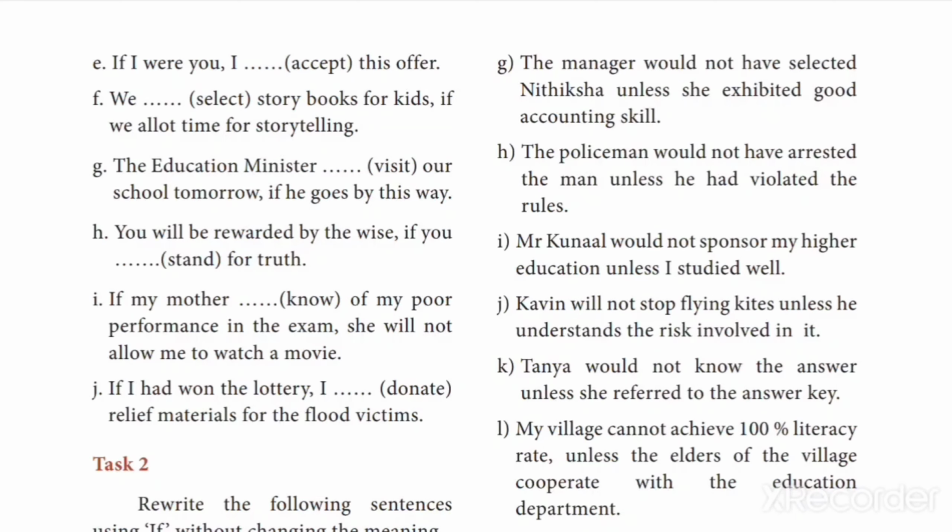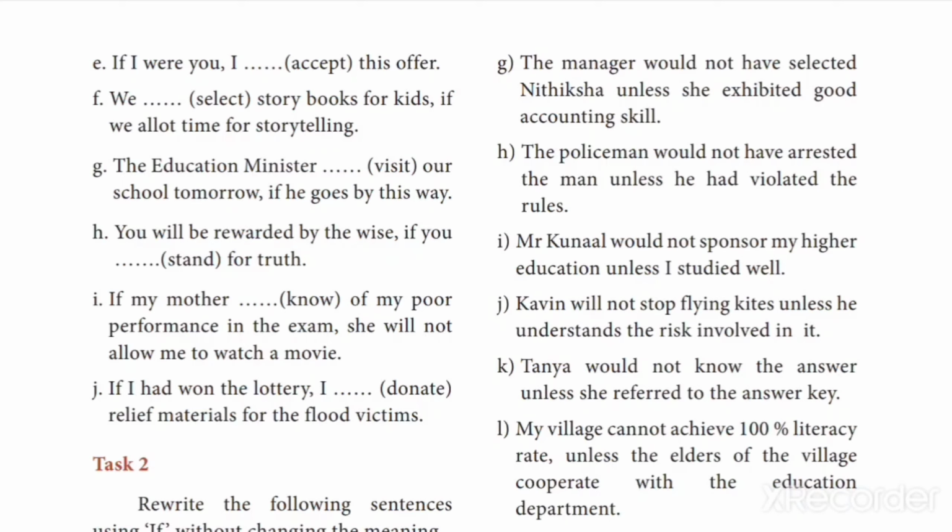The next one is H. You will be rewarded by the wise if you dash for the truth, and within brackets the verb is stand. So the answer here is, we consider the main clause and the verb there is will be rewarded. We find will plus be plus past participle. So it is in first conditional. So the answer must be in present simple. And so the entire sentence goes like this: you will be rewarded by the wise if you stand for the truth.